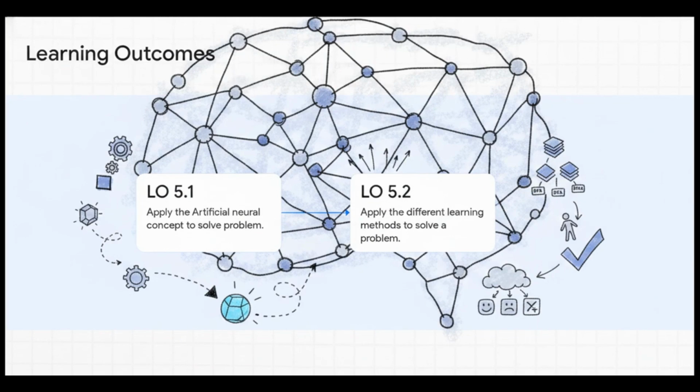Ultimately, this entire blueprint guarantees two very specific, highly practical outcomes. Step 1, successfully applying artificial neural concepts to solve a problem. And step 2, taking the specific learning methods we've unpacked today, supervised, unsupervised, and reinforcement, and executing them to solve problems in the real world. The whole shebang is about moving from a conceptual design to practical, hands-on execution.